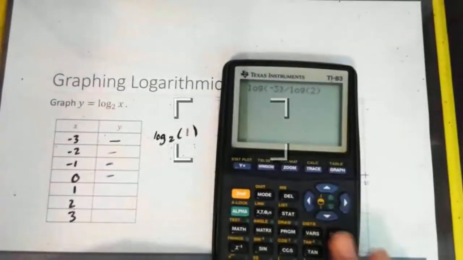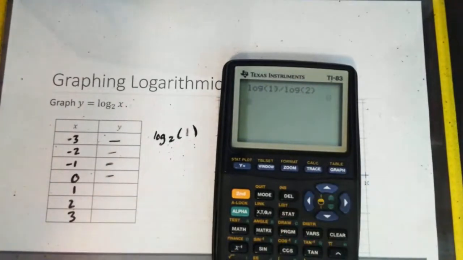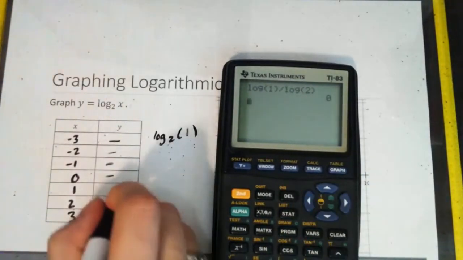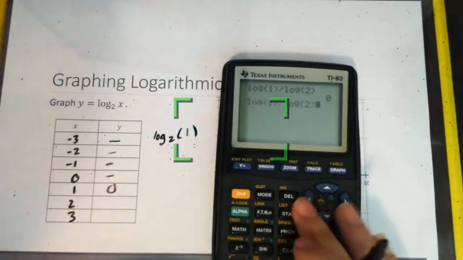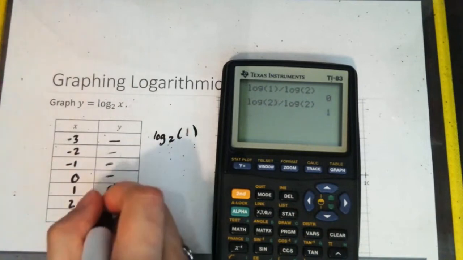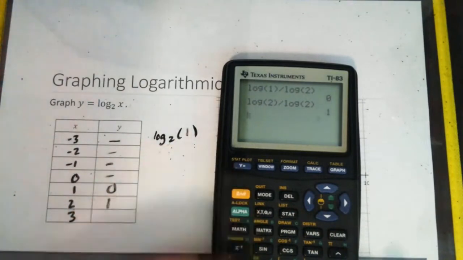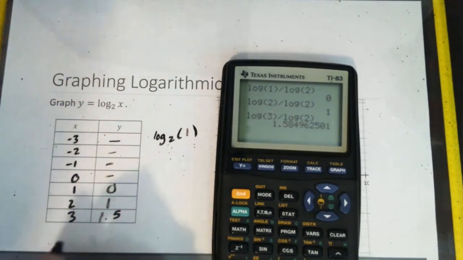Log base 2 of 1, if I use the change of base formula, I can type it in as the log of 1 divided by the log of 2. That's equal to 0. If I plug in log base 2 of 2, that'll be the log of 2 divided by the log of 2. That's 1. And if I plug in 3, I'll get a value of 1.585.